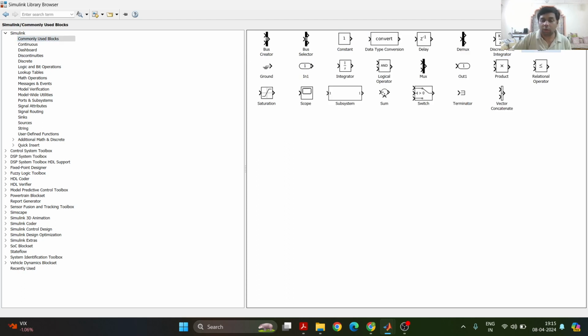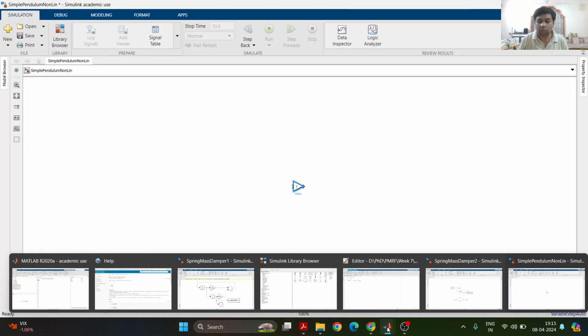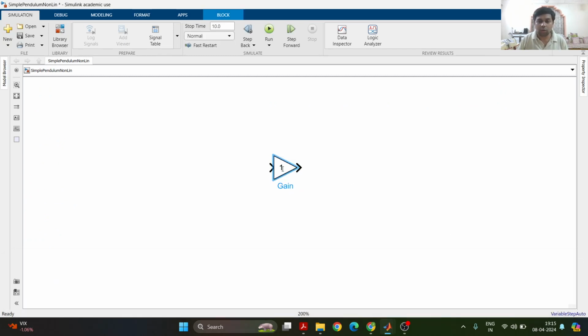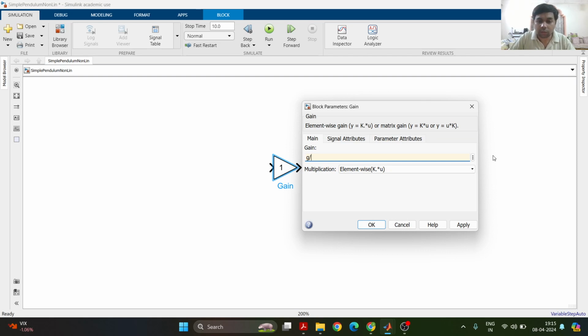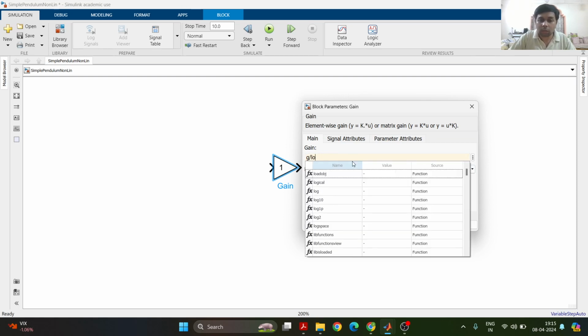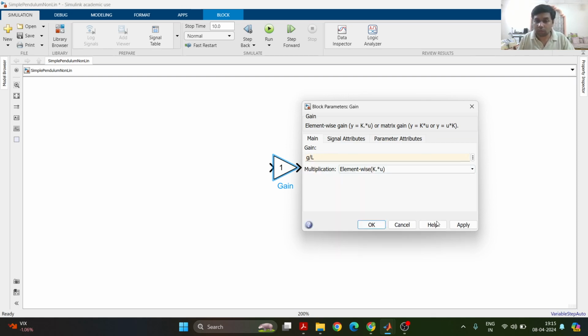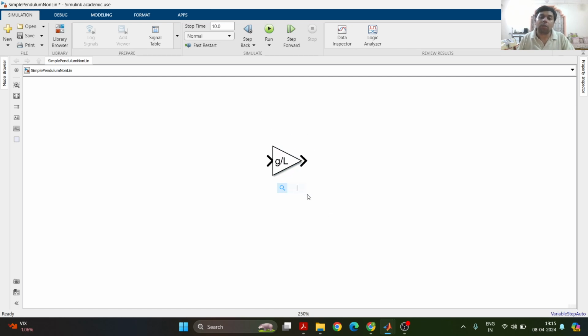So then we'll use this gain block. Does the gain block mean it is a scaling one? Yes, it will just scale the signal.